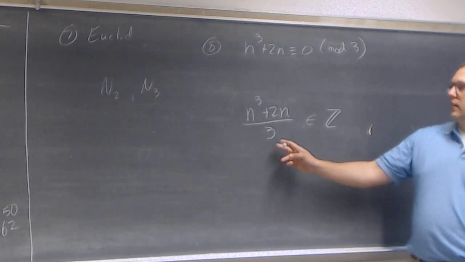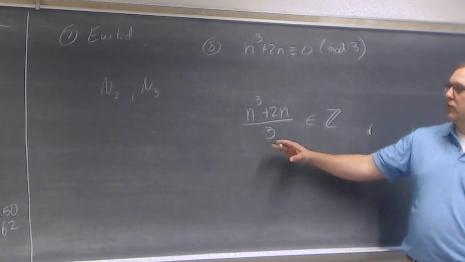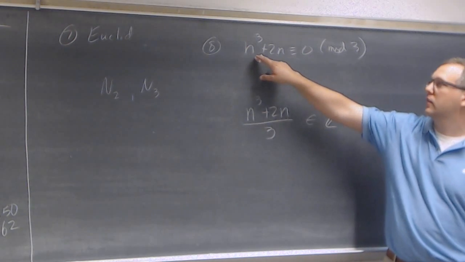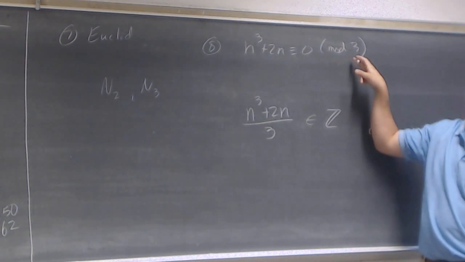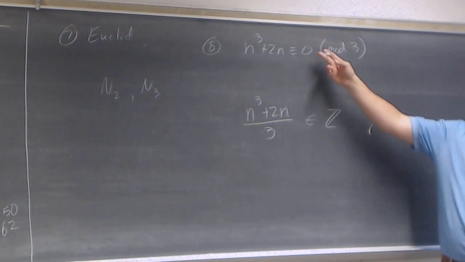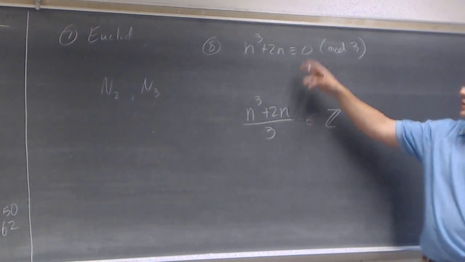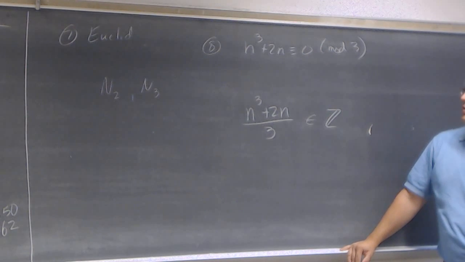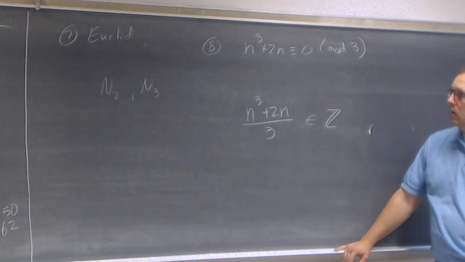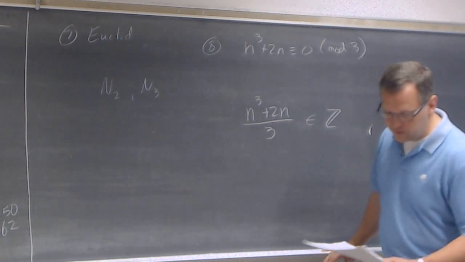That's one way to prove this is always an integer. It would be the same as saying that n cubed plus 2n must be 0 mod 3. It must be a multiple of 3. So you can see that when proving statements about integers, it can be very useful to use congruences to prove theorems about integers.